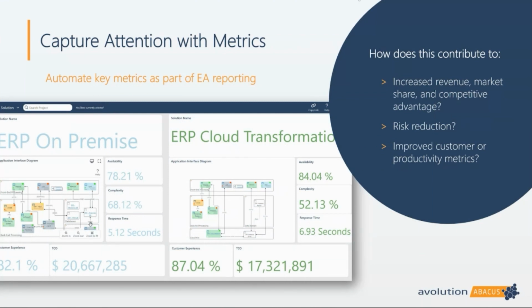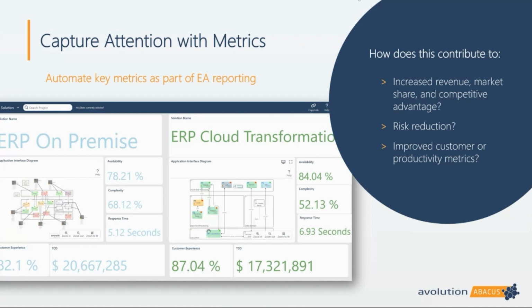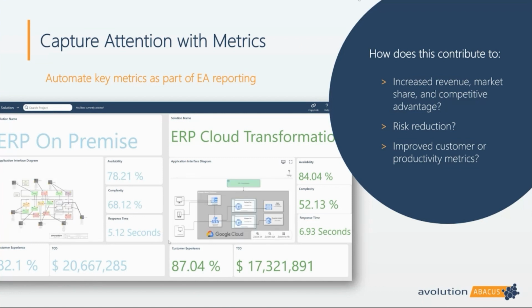Metrics help us to show what information our audiences want. And these key metrics move us beyond just an IT concern to a discussion of how a change contributes to increased revenue, competitive advantage, risk reduction, productivity, and so on.